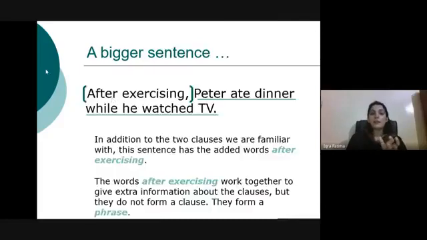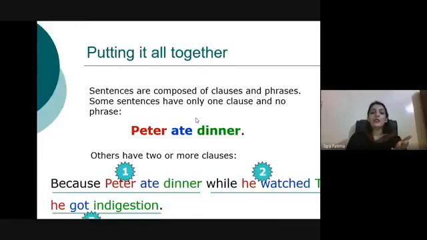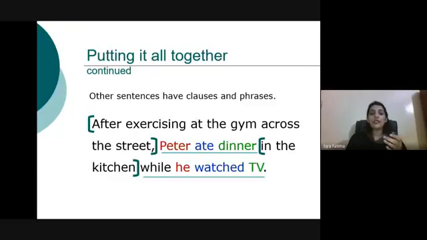Another type of sentence could be one in which you add two clauses and one phrase: After exercising, Peter ate dinner while he watched TV. So, after exercising is a phrase. Peter ate dinner is an independent clause, while he watched TV is a dependent clause. So different things could be added to write a sentence. Now you can see this is a very lengthy sentence. It carries a phrase: after exercising at the gym across the street, Peter ate dinner, an independent clause, or we can call it a simple sentence. In the kitchen, again an adverbial phrase, while he watched TV, the dependent clause.